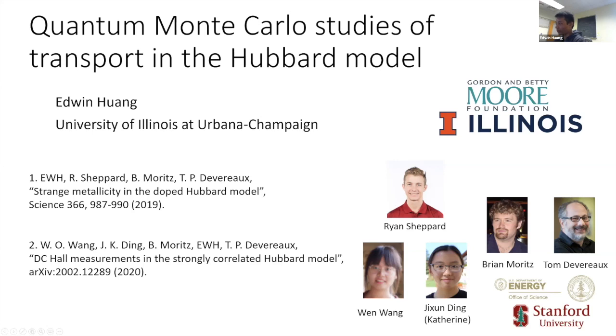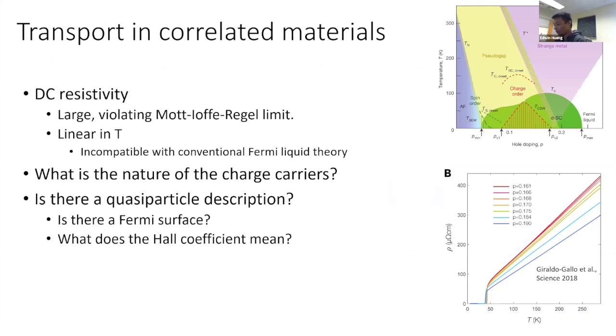My talk is also a continuation of the last two talks, so I really don't need to introduce this topic of strange metallicity. Let me just flash a few things quickly to raise some motivating questions for the topics that I'm going to be discussing. As Wasim already mentioned, in correlated materials, and for instance in cuprates, there is a strange metal regime where the resistivity is large as you increase temperature, violating the Mott-Ioffe-Regel limit, and it is linear in temperature. Together, these two phenomena are incompatible with conventional Fermi liquid theory based on quasi-particles. So the question then is, what is the nature of the charge carriers? Is there still a quasi-particle description, or is there simply no quasi-particle description at all?